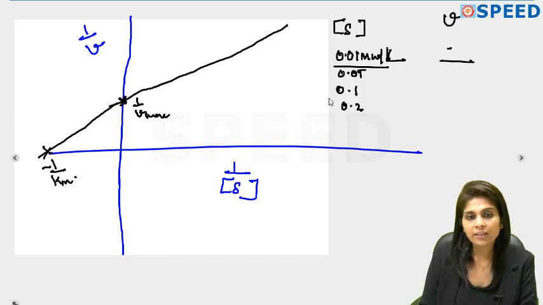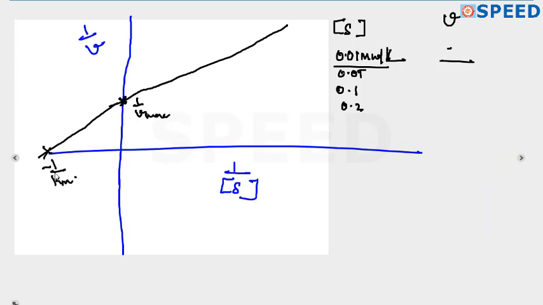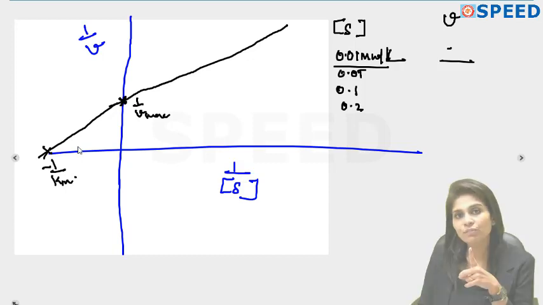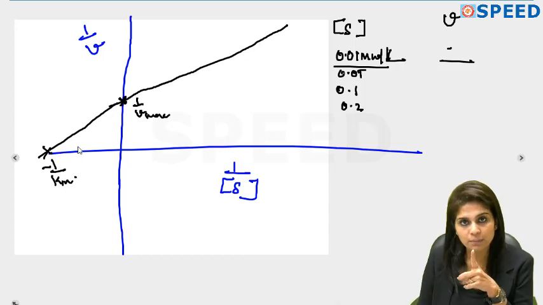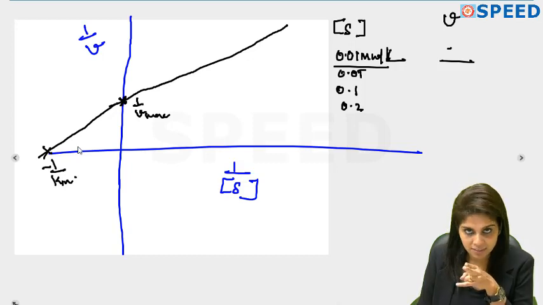And you see the point at which it cuts the x-axis. That's going to be 1 by km. Take the reciprocal of it. Okay, so that's one application of the Lineweaver Burke plot or double reciprocal plot. The other application is, using this plot, you can find out what type of inhibition it is.